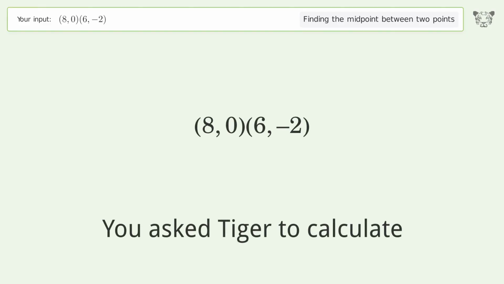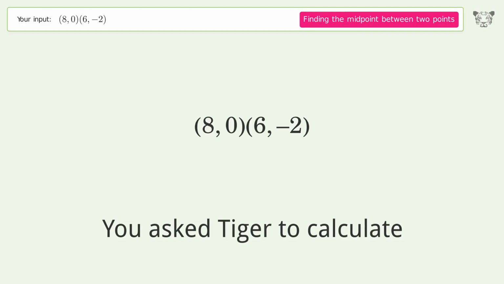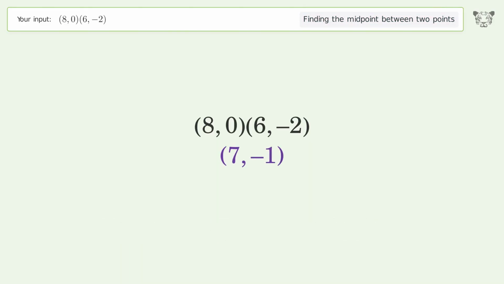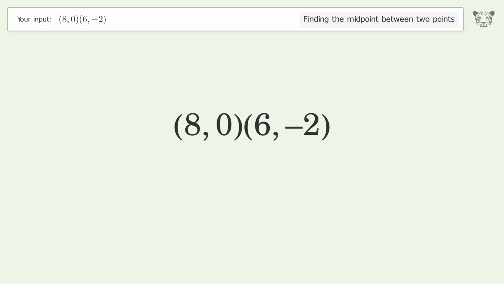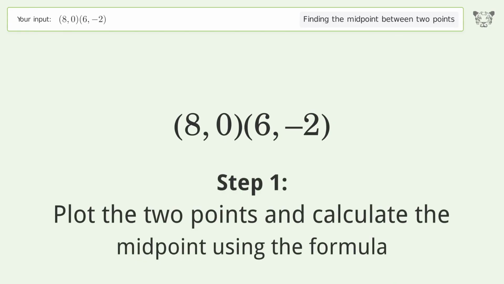You ask Tiger to calculate. This deals with finding the midpoint between 2 points. The midpoint between the 2 points is 7, -1. Let's solve it step by step. Plot the 2 points and calculate the midpoint using the formula.